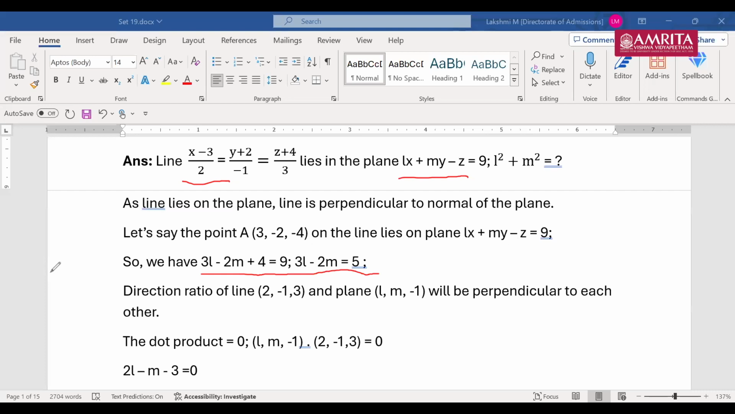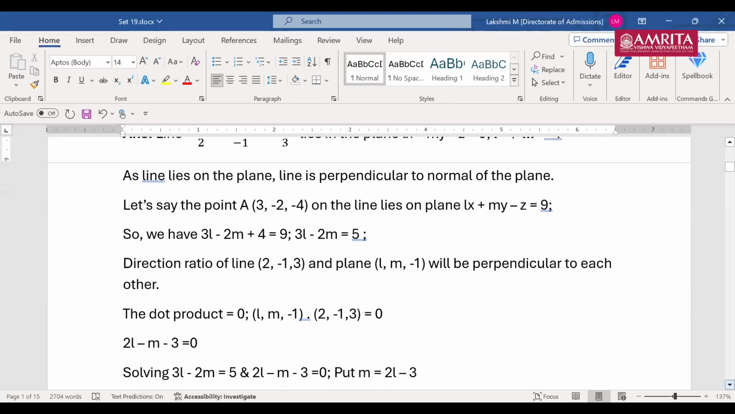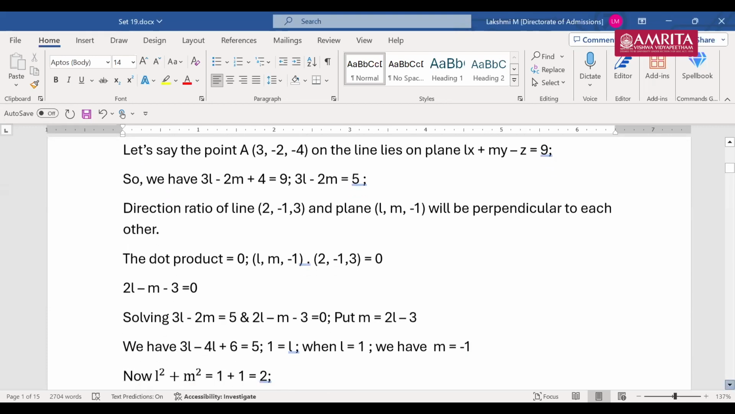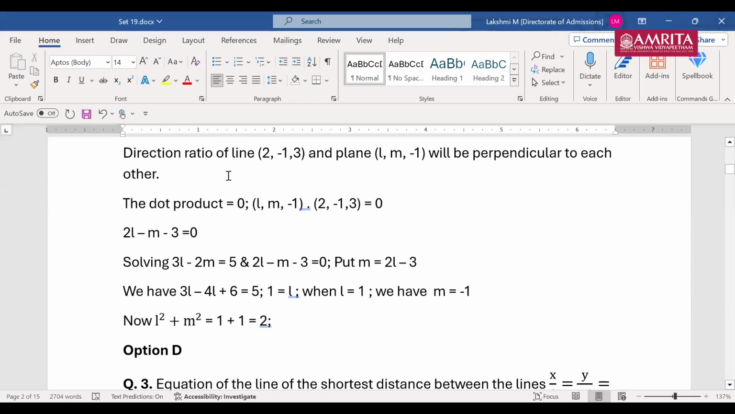Now the next part is the direction ratios of this line and the plane. They will be perpendicular to each other, so the dot product will be 0. That's the concept we are going to use here. The direction ratios are 2, minus 1, 3 and the other one is 1, m, minus 1. So the product is 2 minus m minus 3 equal to 0. So you have two equations here: 3l minus 2m equal to 5 and 2 minus m minus 3 equal to 0.